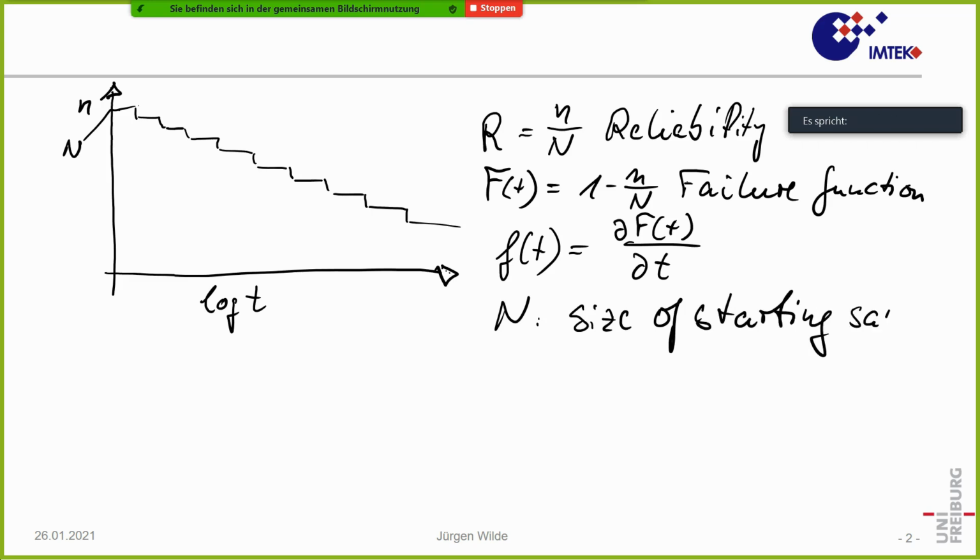When N is the size of the starting sample or the number of specimens which came into existence, that is an important parameter, but in many cases we just do not know this number. For instance, we do not know how many cars are really driving on the roads. We can only know how many cars were produced, but if that's the cars which are operated, we don't know for sure.